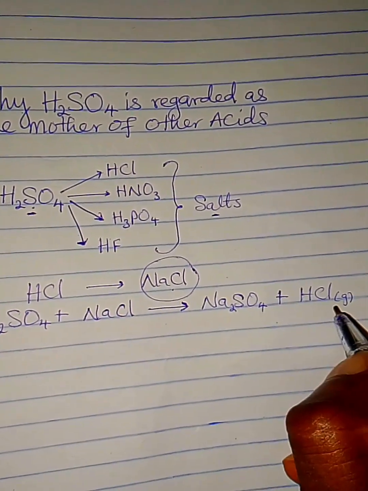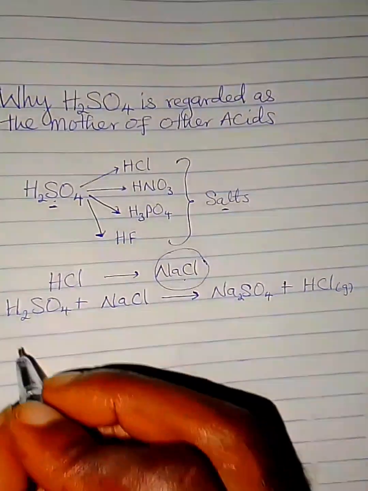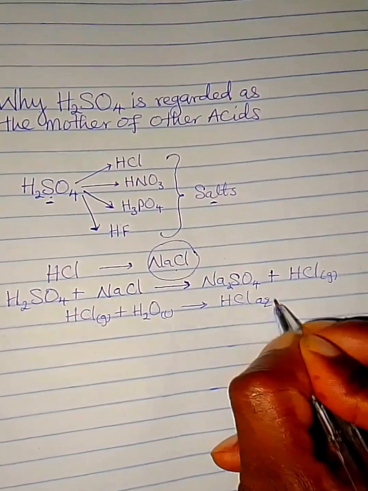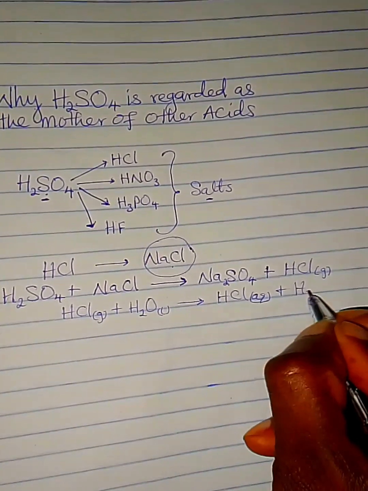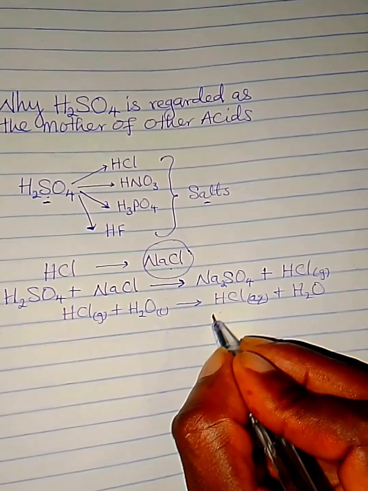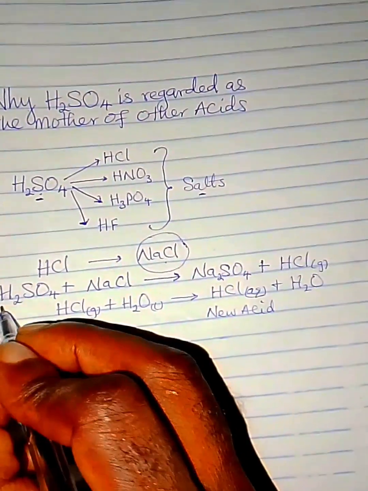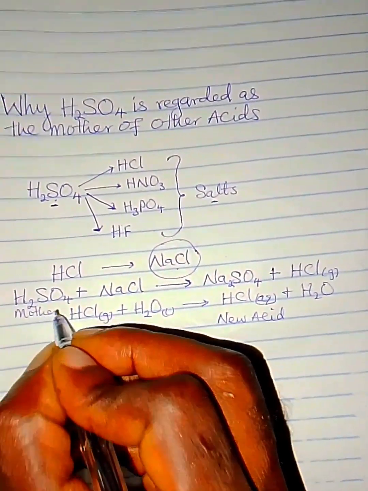But the real form of it is hydrogen chloride gas, which will now be dissolved in water to form an aqueous acid, hydrochloric acid aqueous. And this is now the new acid produced from the mother acid. You can now see that tetraoxosulphate 6 acid is the mother of hydrochloric acid.